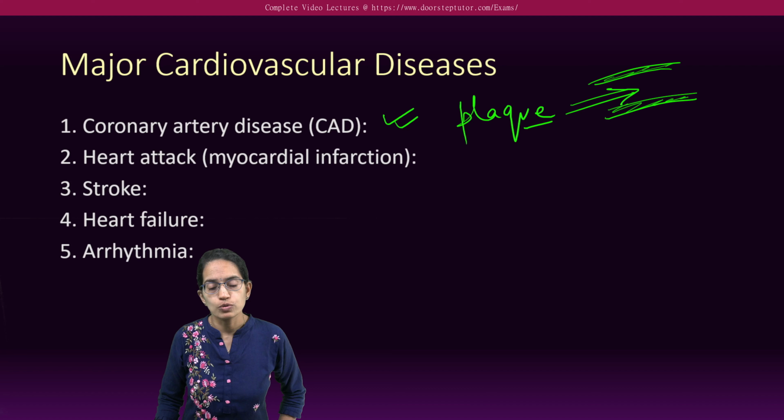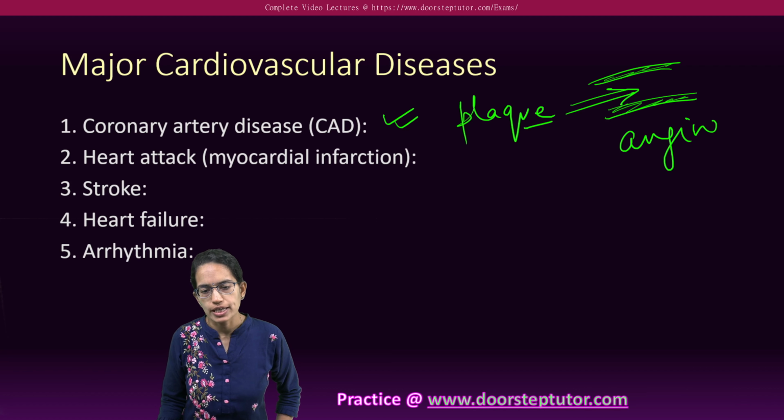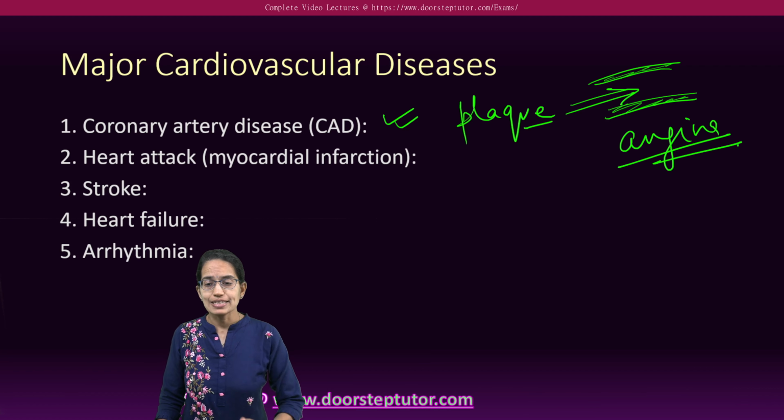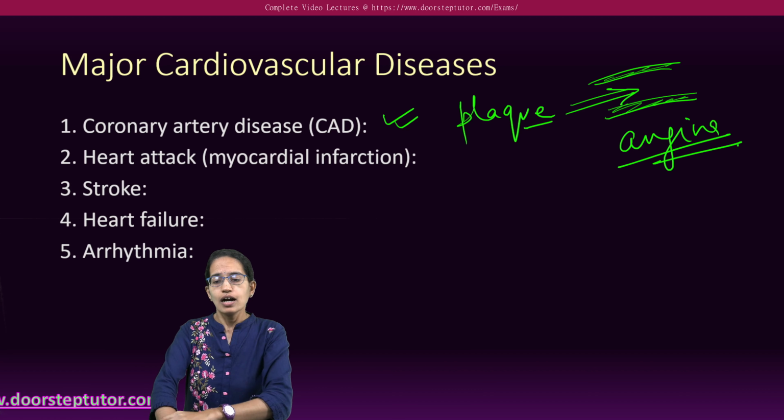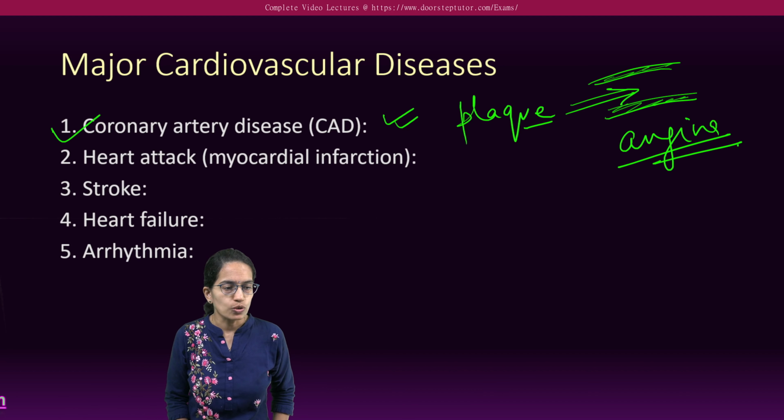So symptoms include chest pain, which is also known as angina pectoris, breathlessness, fatigue, and pain which radiates from the arms, neck and the jaw, right? So we call it coronary artery disease.